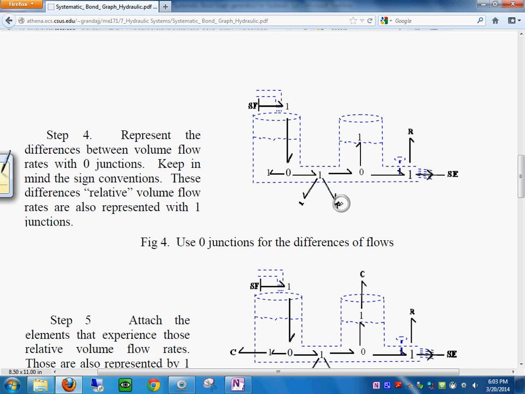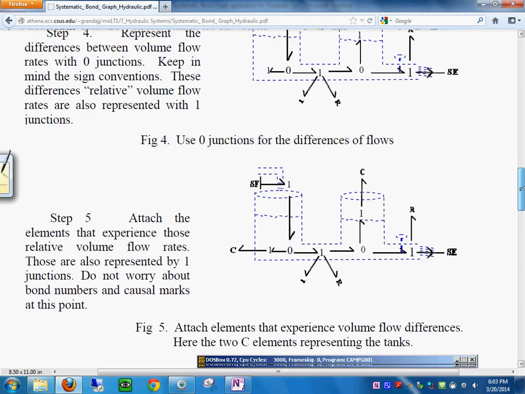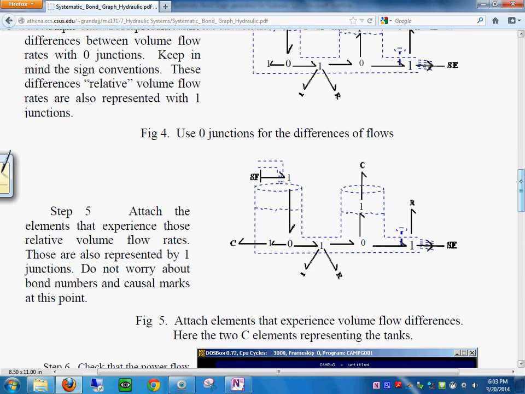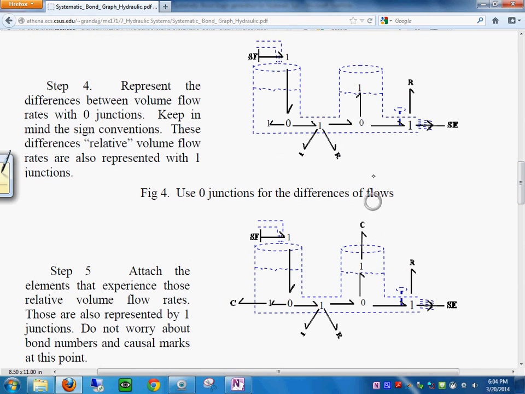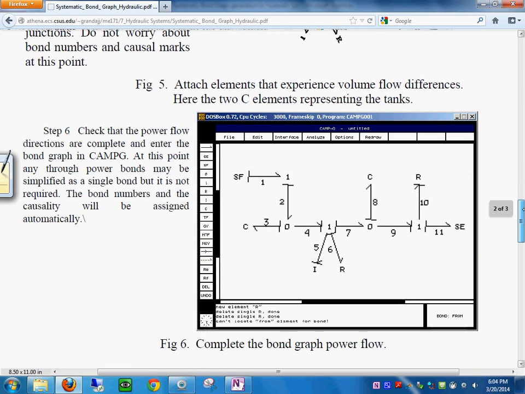So this is the situation here. We use the 0 to make the difference between these two flows, and that's what goes into the tank. The difference between this and this is what goes into this tank. So it's beginning to take shape, and on the next step we attach the elements that see those differences, like the tank here and the other tank over here, and we're done. So when we put this into KMG, we are going to see something like this with the numbers, the causal forms, and everything that we need.